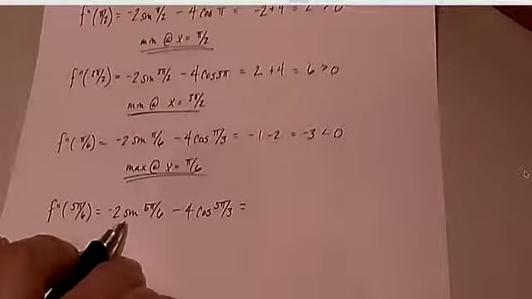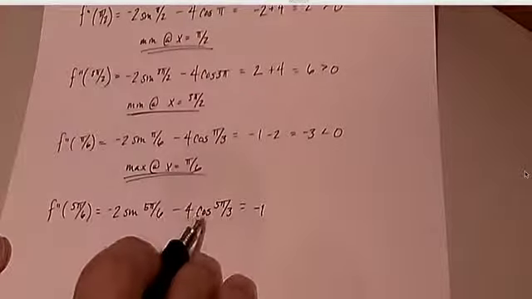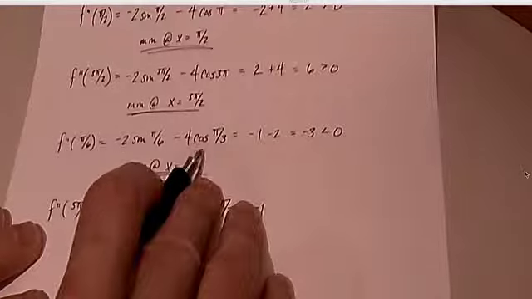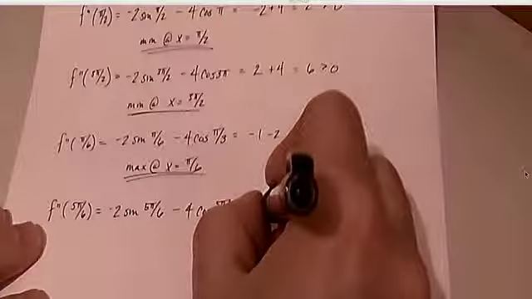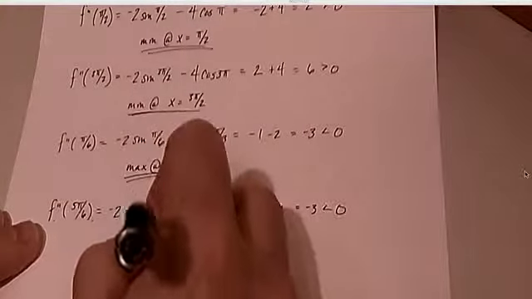Now, sine of 5 pi over 6, again, 1 half, so that's negative 1. Cosine of 5 pi over 3 is going to be the same cosine measurement as pi over 3 because it's down in the fourth quadrant, so that's minus 2, so that's negative 3, and that winds up being negative. You have a maximum at x is equal to 5 pi over 6, okay?